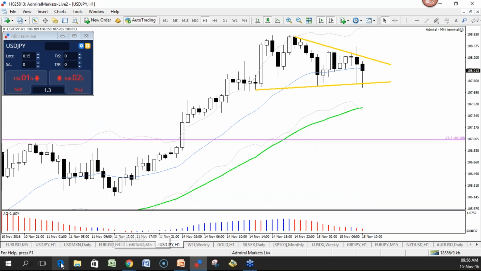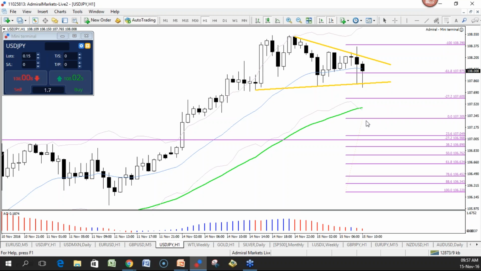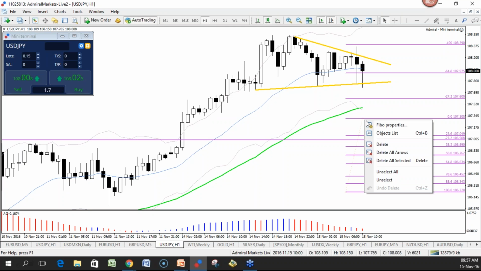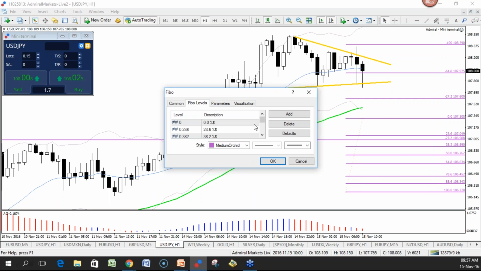All right, let me wrap this up a bit here. The first question here, the fib you're using. The fib is standard part of MetaTrader 4 indeed. But what I did, though, is add some fibs. So if you put the fib on the chart, you right click, you go to Fibo properties, and then you go to Fibo levels, and what I did was add some extra levels. I added 78.6, so I wrote down 0.786.